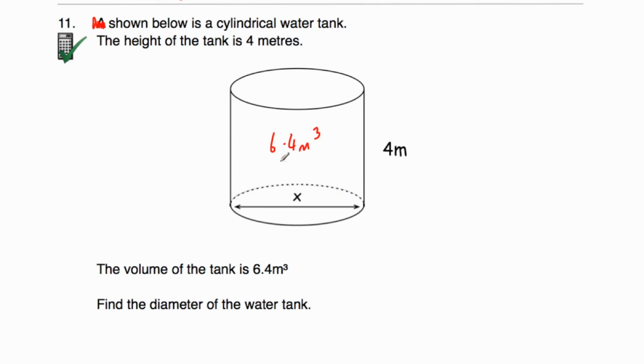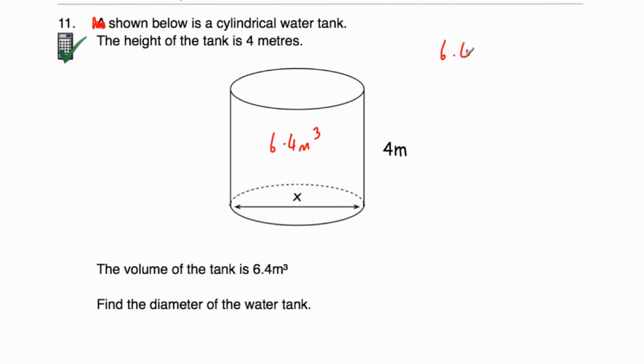So in this question, we can use 2 different approaches. We can work backwards and find the diameter of this water tank. Alternatively, we could use the formula and that would help us as well. So I'm going to do both. So first of all, working backwards. We've got the volume and we know the height of the cylinder. So if we divide the volume by the height, we will find the area of the circle.